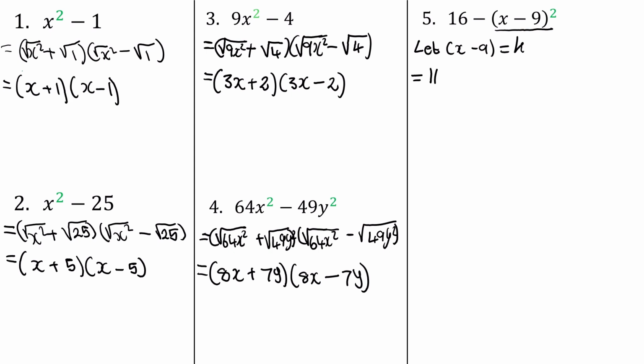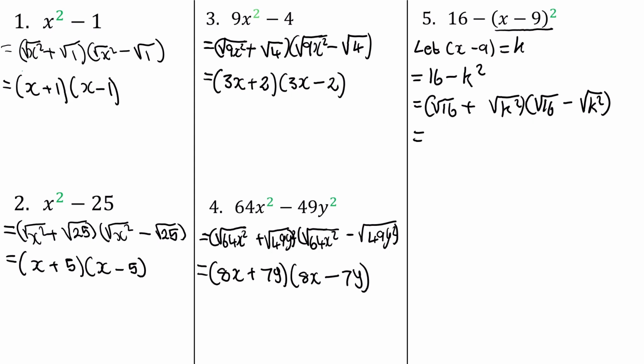So it will be 16 minus, now remember we said our x minus 9 is equal to k, so it will be 16 minus k squared. Okay, don't forget that part, it is very important. Then now you do your difference between two squares. You open two brackets, a plus and a minus, with the square root of 16 and the square root of k squared.